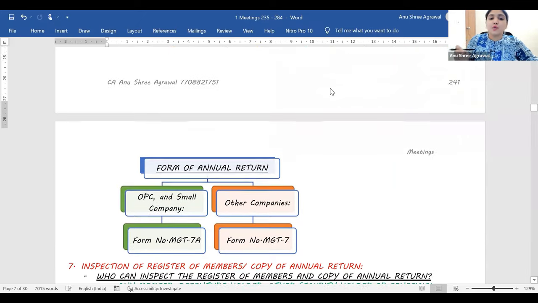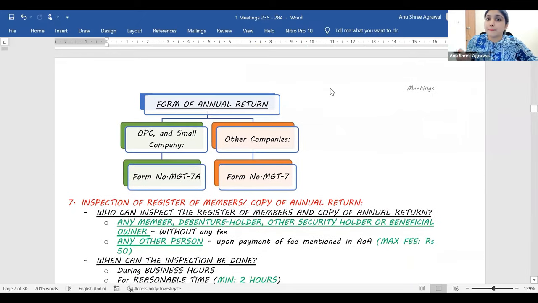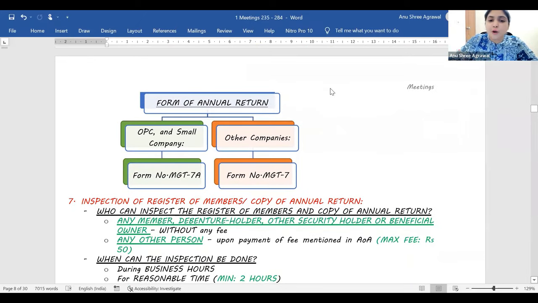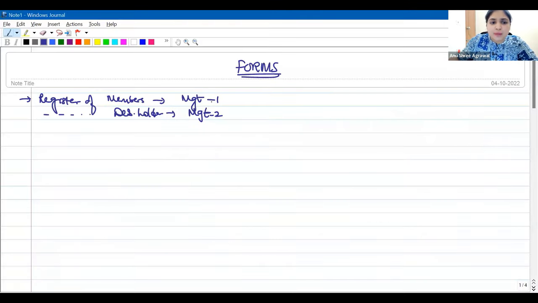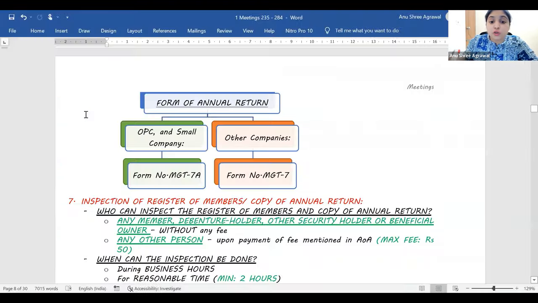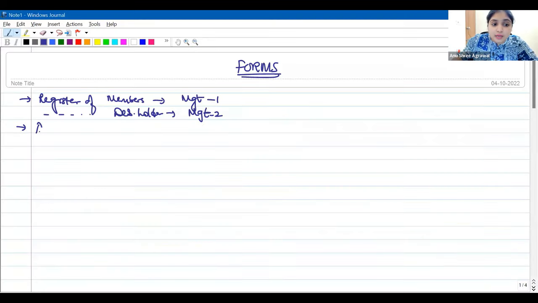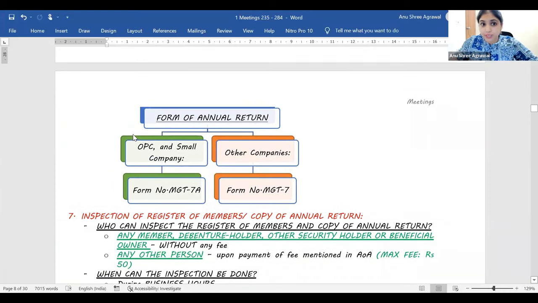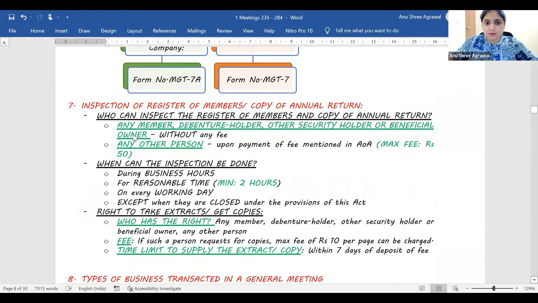Now listen, in what form will you make this annual return? What are the form numbers we're already done learning? Form MGT1, register of members. Form MGT2, register of debenture holders. Now, we're going to be learning the form numbers for annual return. Learn this carefully, okay? Because last year only an amendment happened here. So listen carefully. What is the format for annual return?